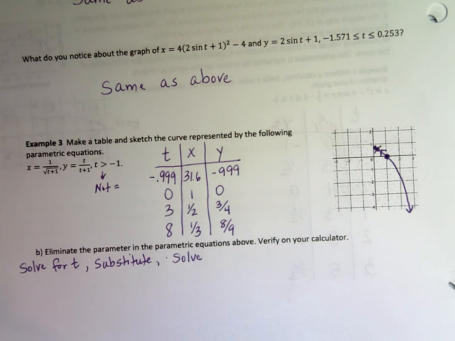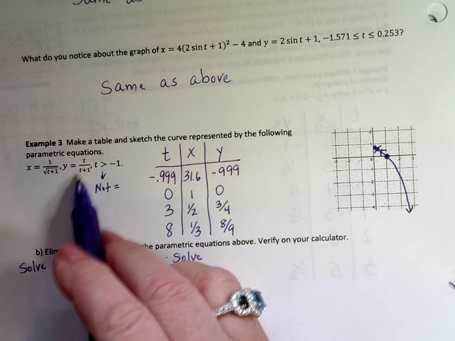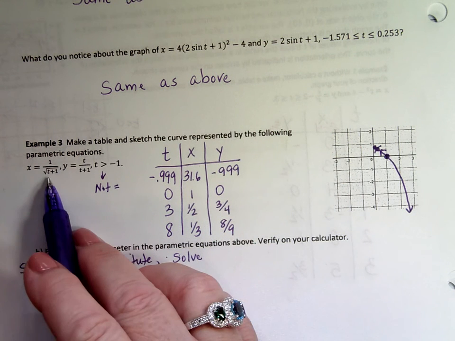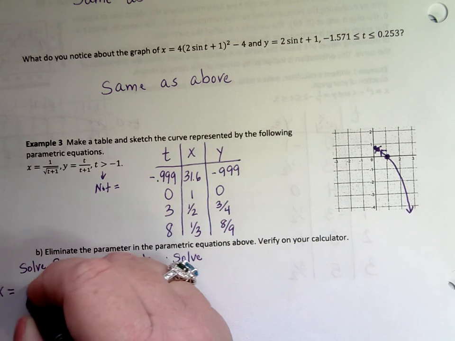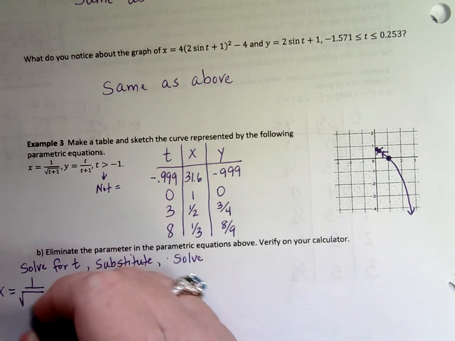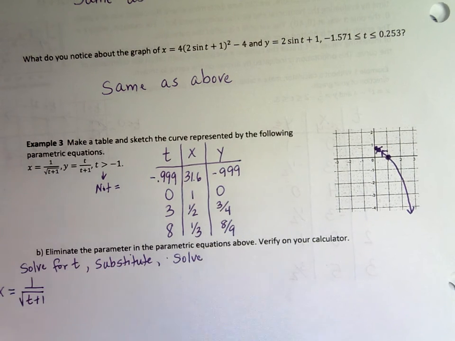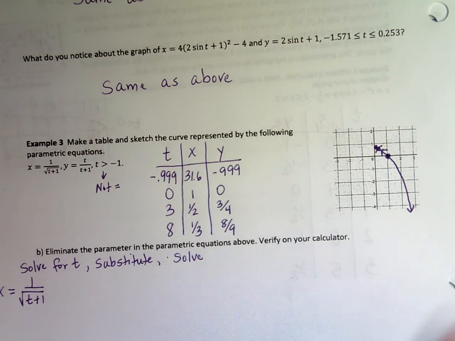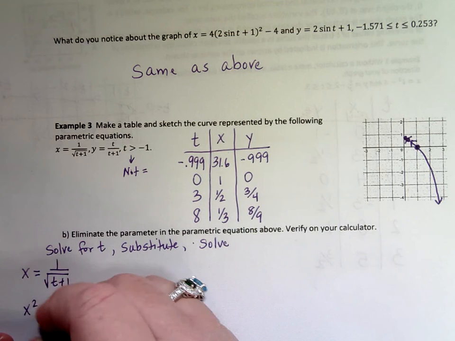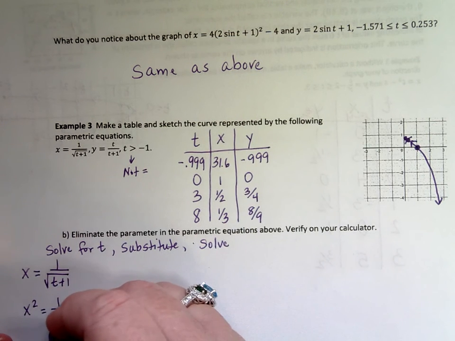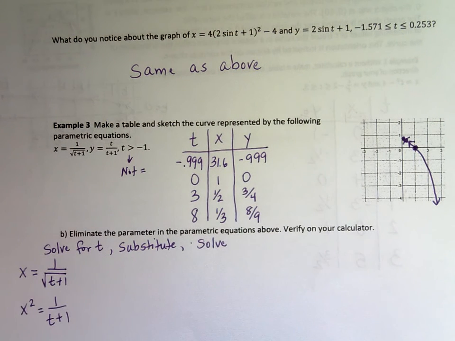Or actually I do. Maybe that's easier because this one has two t's in it. Now that I look at it, this only has one t. So I'm going to go with this guy. I'm going to start with x equals 1 over the square root of t plus 1. So again, I don't like the square root, so how can I get rid of it? And you say, square both sides.